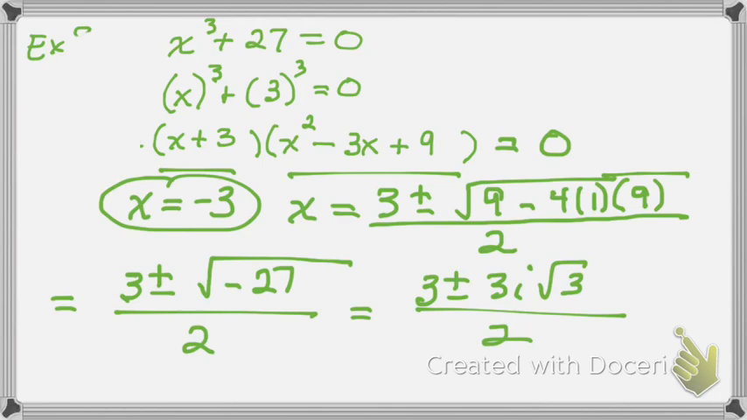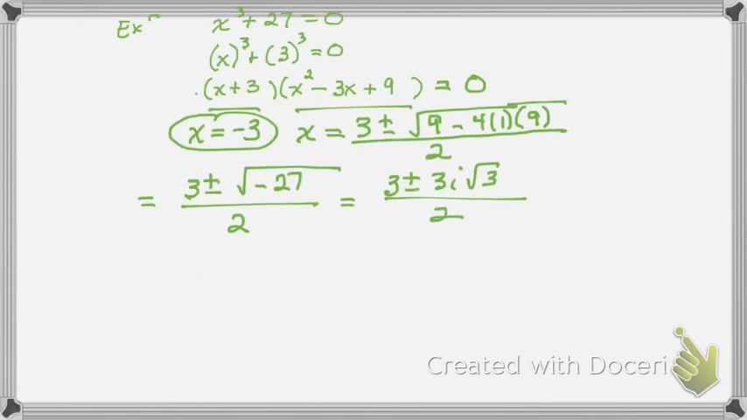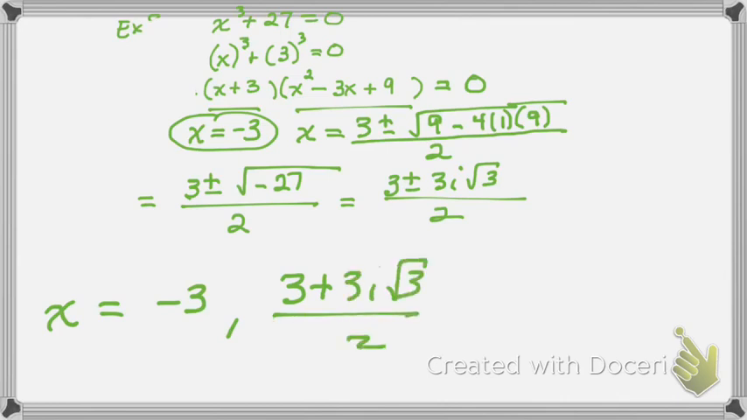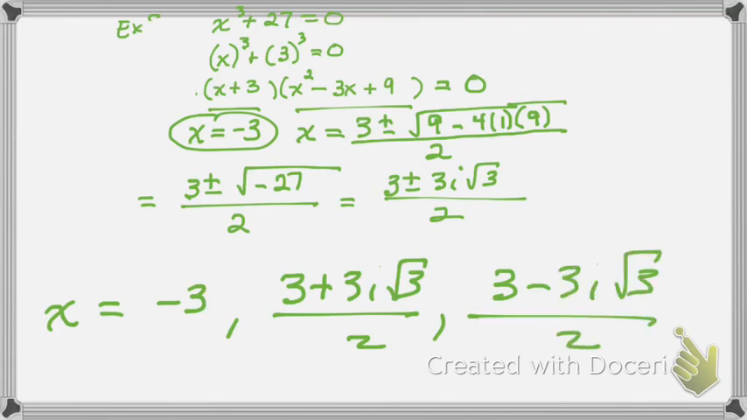So there's my other two answers for x. I can't simplify those. Nothing reduces. I can write them as two separate answers, would be about the only thing I could do. So my answers for x is equal to -3, 3 plus 3i radical 3 over 2, and 3 minus 3i radical 3 over 2. Okay?